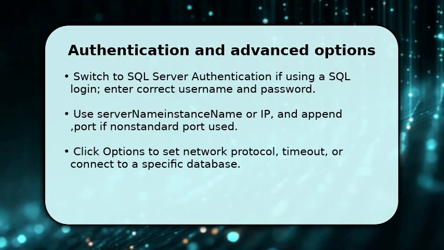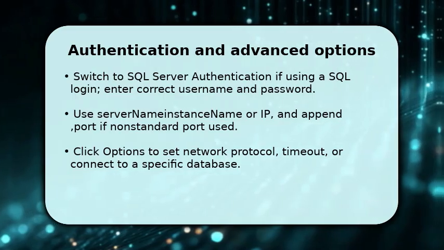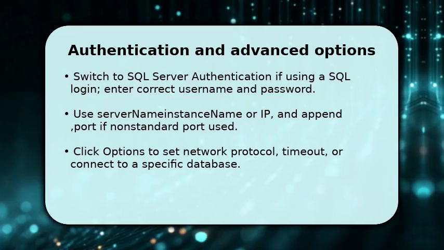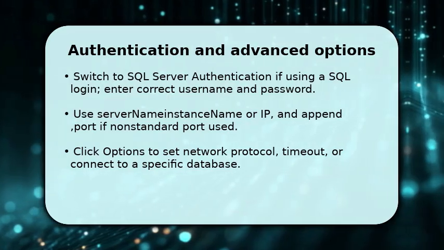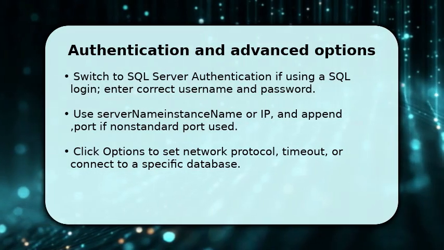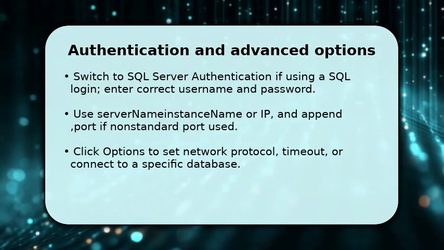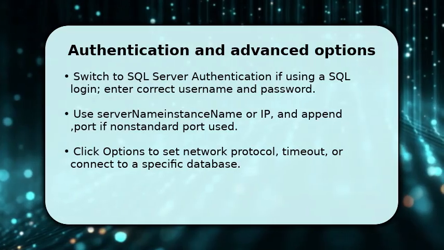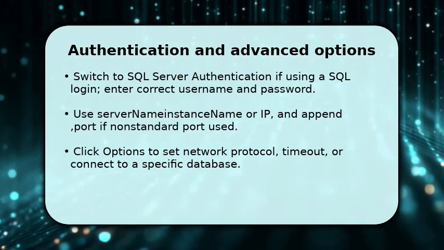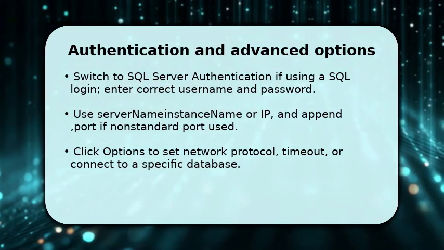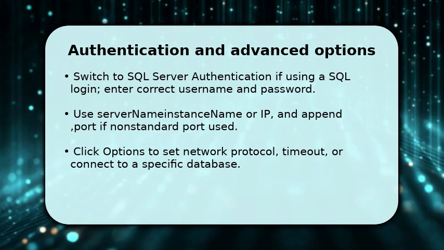If using SQL Server Authentication, enter the SQL login and secure password. Otherwise, stick with Windows Authentication for integrated access. Use server name /instance name or the server IP and add a comma plus port when the server listens on a non-standard port. Click Options in the Connection dialog to pick TCP/IP or named pipes.